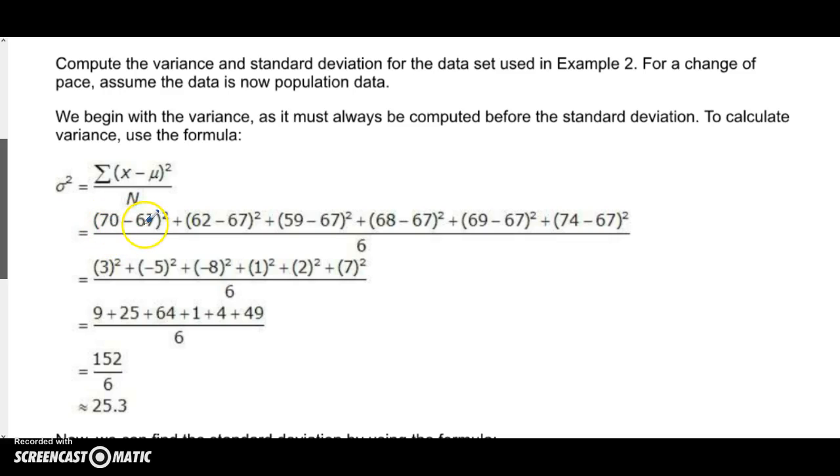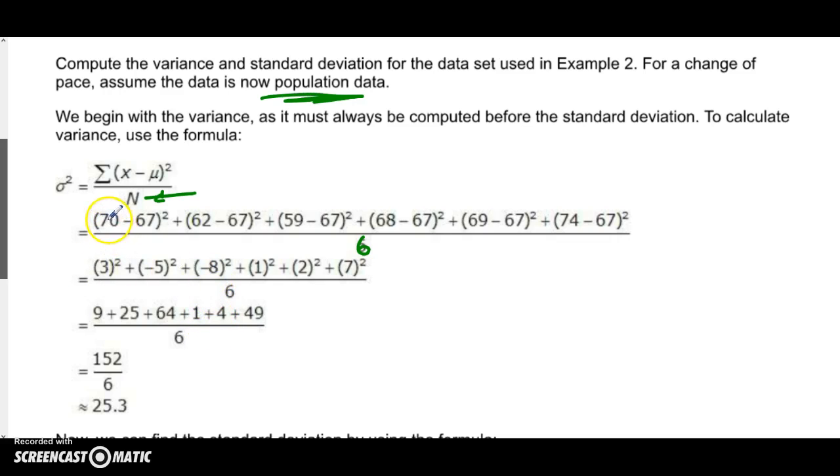So you'll take 70, subtract 67, and then square it, and then take 62, subtract 67, and square it. You'll take all these things and square them. And again, you're dividing by the number of observations. Now, in this case, it's a population, so I don't need the minus 1. I took all the data. The question will tell you, is it a sample, is it a population, and then you'll adjust this accordingly. So this would be 6 minus 1 if it was not a population.